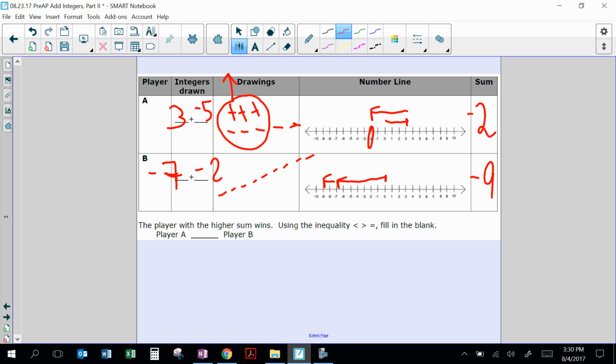So the player with the higher sum wins. Using less than, greater than, or equal, fill in the blank. So who won here? Someone who has -2 or -9. Let's think about it. -2 is right here. And the number line goes from least to greater, so it's greater. So player A has greater points than player B, so player A won. And this is the study of adding integers.